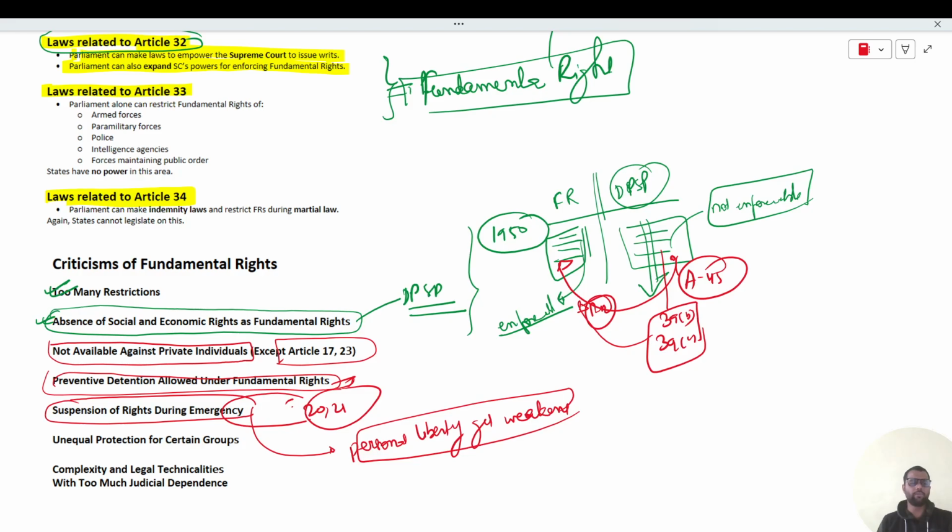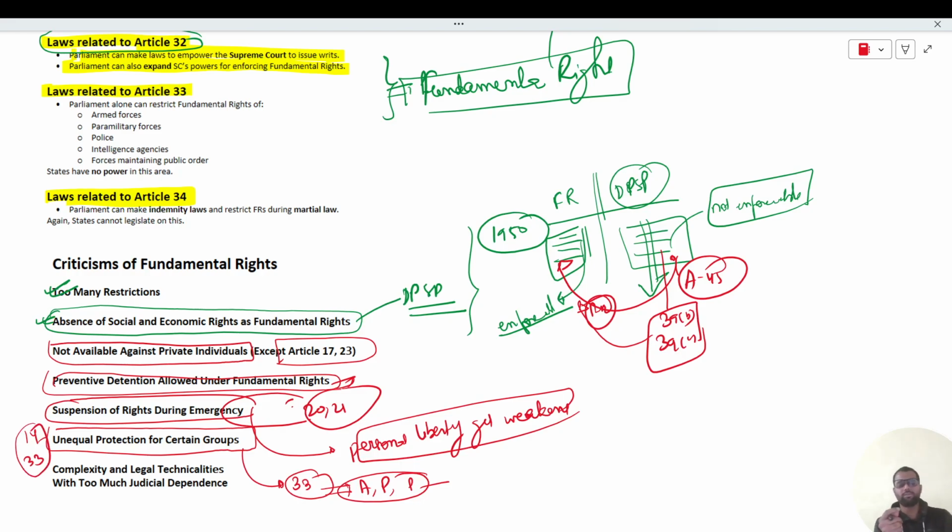Okay, then there is unequal protection for certain groups. That is also a sort of criticism. That is a valid point that we have seen under Article 33. The people working under armed forces, police forces, paramilitary forces are treated differently. So why is there inequality when we talk about equality under Article 14? So it is also said that Article 14 and Article 33 contradict each other, but somehow this criticism can be negated by saying that whenever it comes to national security, the equality does not hold.